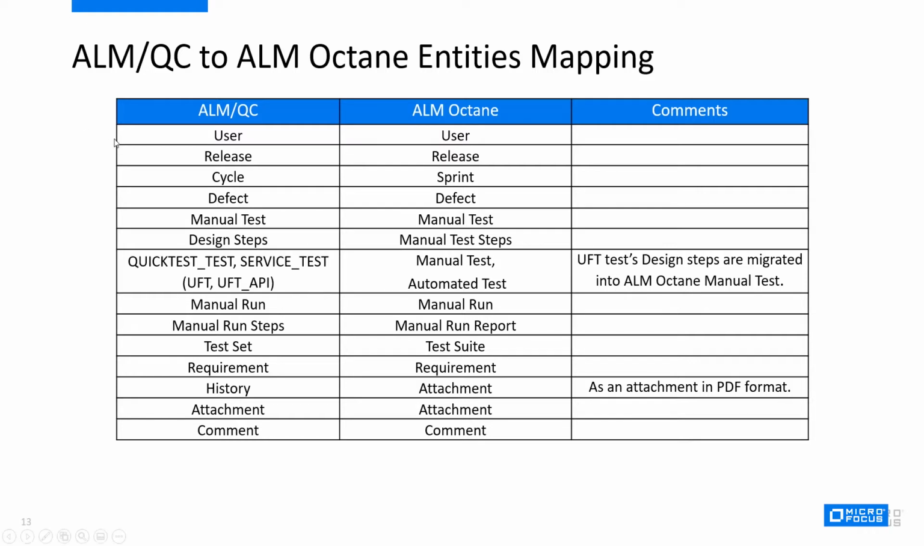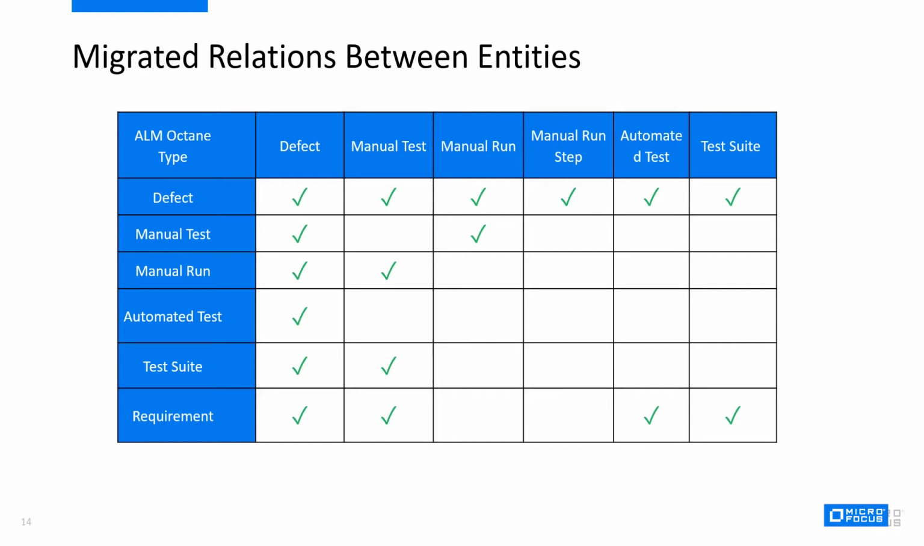So users, releases, cycles, defects, manual tests, automated tests, manual run steps, test sets, requirements, history will be migrated over as an attachment in a PDF format. Attachments and comments will be migrated over to ALM Octane. And of course, we didn't forget about the relations between entities. So all relations that exist in ALM QC and ALM Octane supports will be migrated over to ALM Octane.